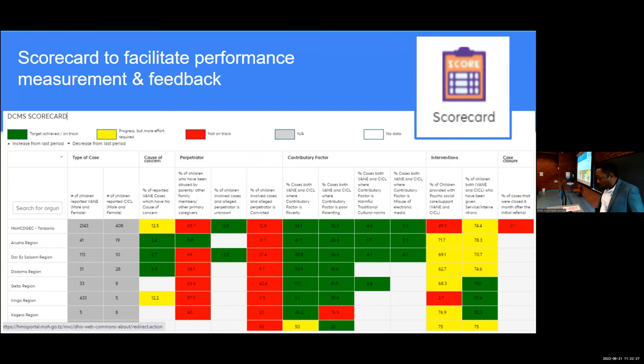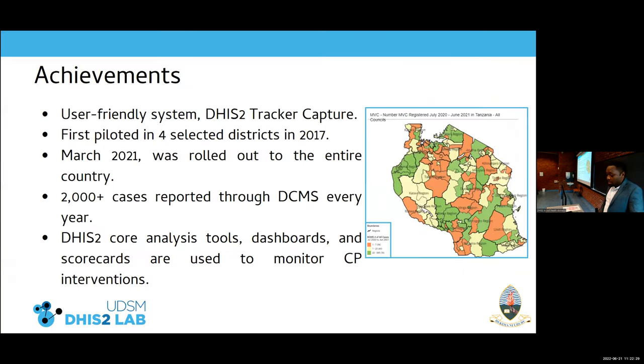So this is the scorecard as well that was implemented in order to simplify management decisions and try to enforce accountability around the system. So among the achievements is having the user-friendly DHIS2 tracker capture. This started as a pilot in selected districts in 2017, but by March 2021, it was rolled out to the entire country.